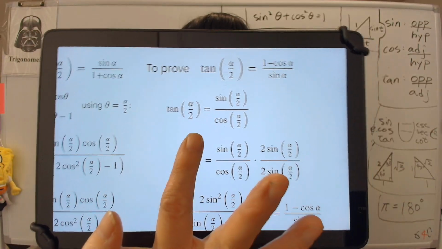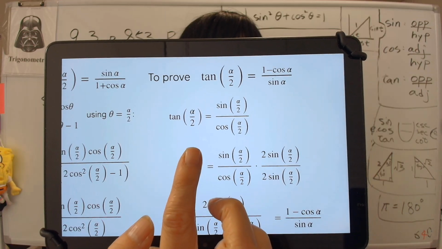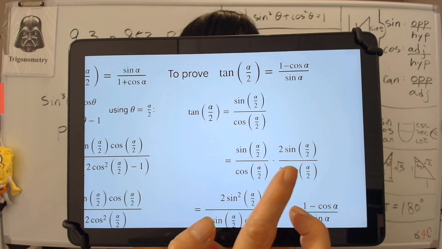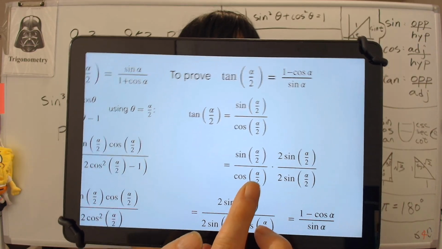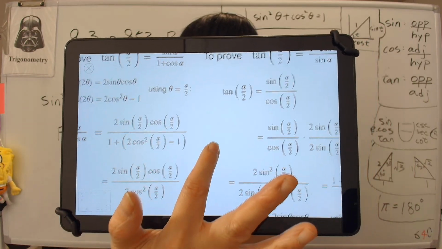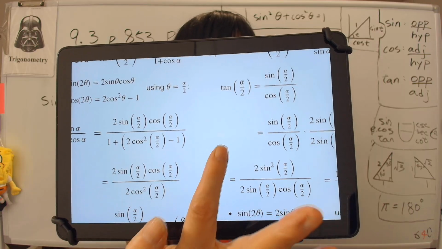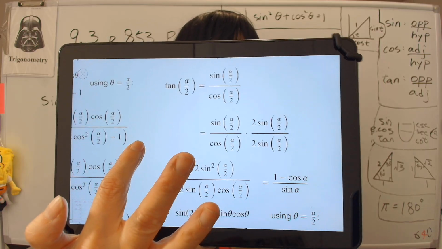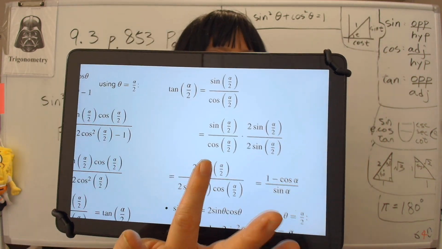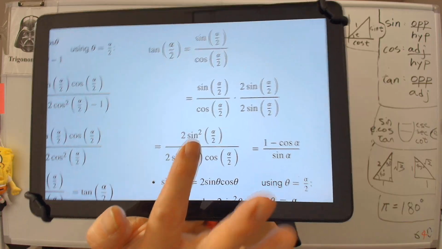First, the definition of tangent alpha over 2 is sine alpha over 2 over cosine alpha over 2. So the next step, we're going to multiply by 2 sine alpha over 2 top and bottom for no reason at all. Why? Because previously, over here, we canceled out a 2 cosine alpha over 2, right? So we're going to simulate that process. We're going to multiply it back for no reason. But this time, we're going to multiply by sine because for important reasons, that's the only way it's going to work.